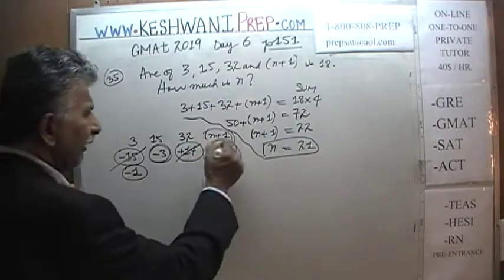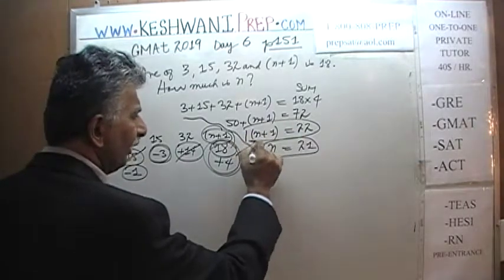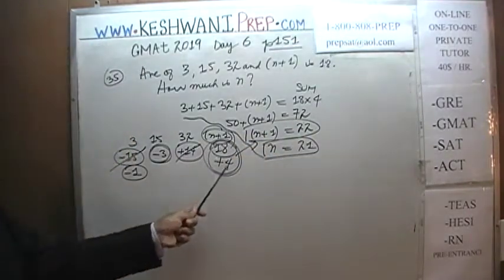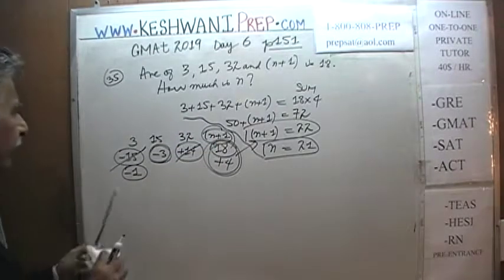Which means n plus 1 has to be 22. Voila, right there. N plus 1 has to be 22. If n plus 1 is 22, n must be 21. We don't have to do all this mumbo jumbo of the classical way.